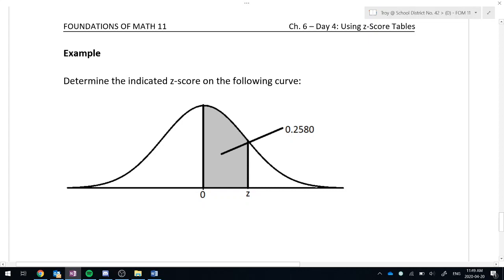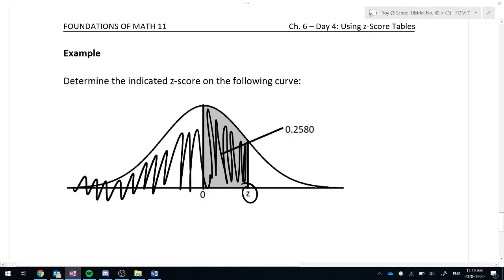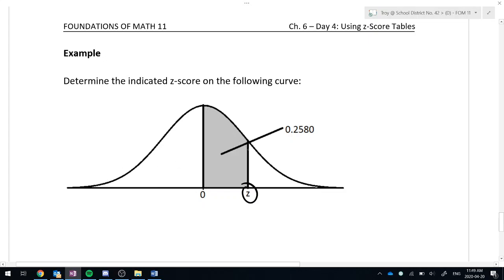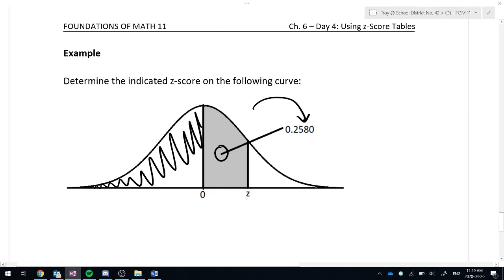Let's do this one. Determine the indicated z-score on the following curve below. All right, so here we have 0, and here we have the z-score we're looking for. What do we do? Well, we want to be looking entirely to the left. We want to be looking at all this shaded part plus this shaded part. But we're only given this shaded part. So we need to know what this is so we can add it to that.